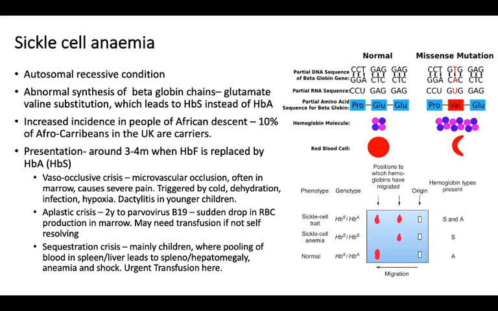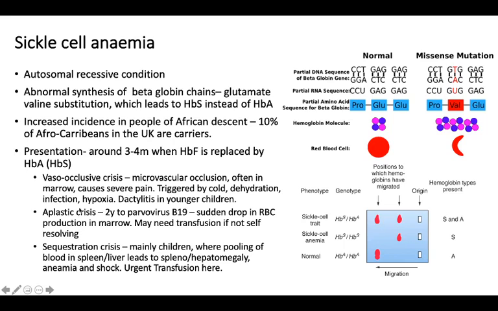Sickle cell anemia is more common in people of African descent. So in the UK, 10% of Afro-Caribbeans are carriers of the sickle cell trait. And in terms of presentation, most people will present at around 3 to 4 months of age, which is when fetal hemoglobin is usually replaced by adult hemoglobin. But in this case, it gets replaced by HbS.